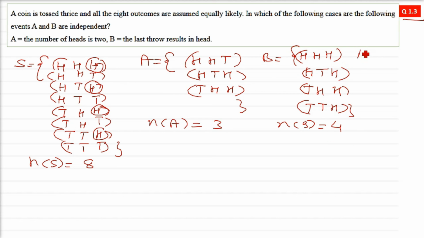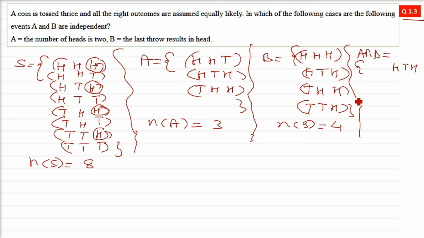Now A intersection B also we will compute here or evaluate here. A and B, whatever is common, just write it here. So what is the commonality about which elements are common here? HTH is here. So write HTH and THH is also there. So THH and HTH, these are 2 commonality. So number of elements in A intersection B comes out to be 2.